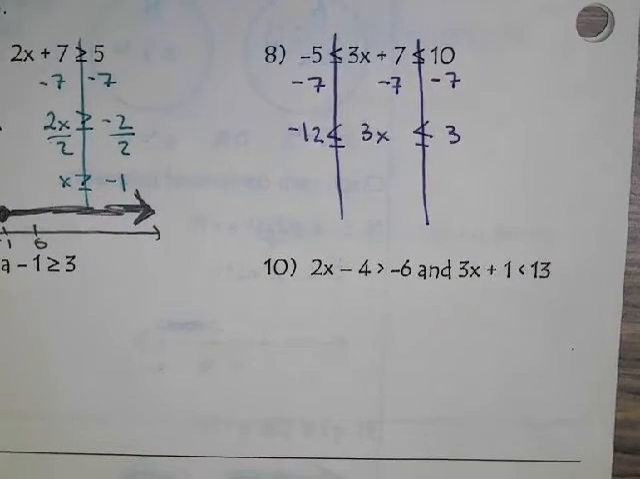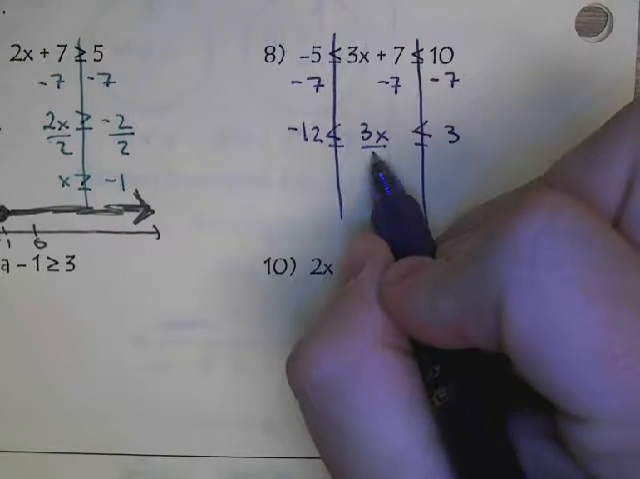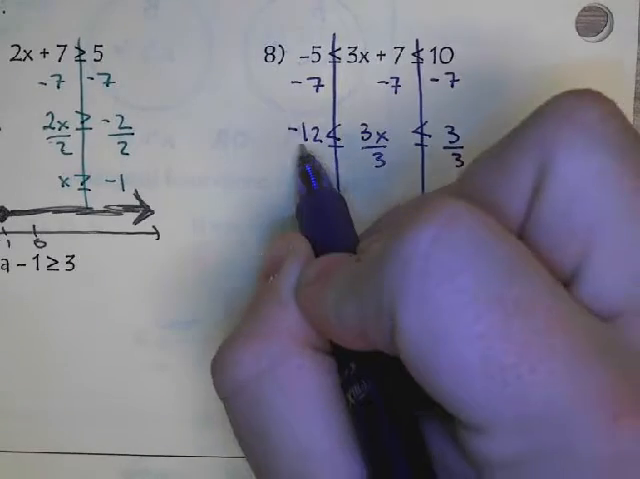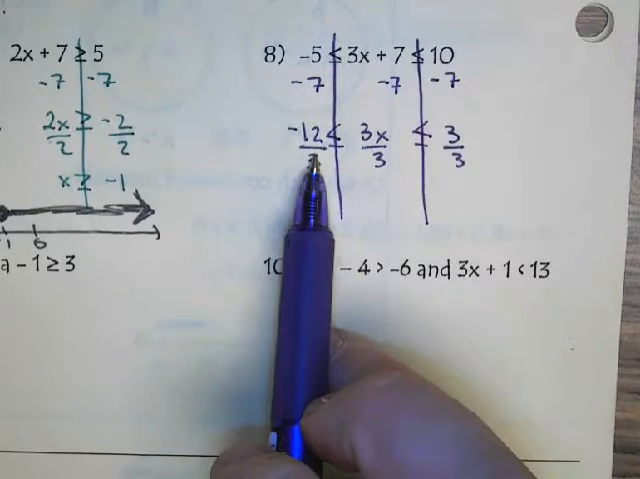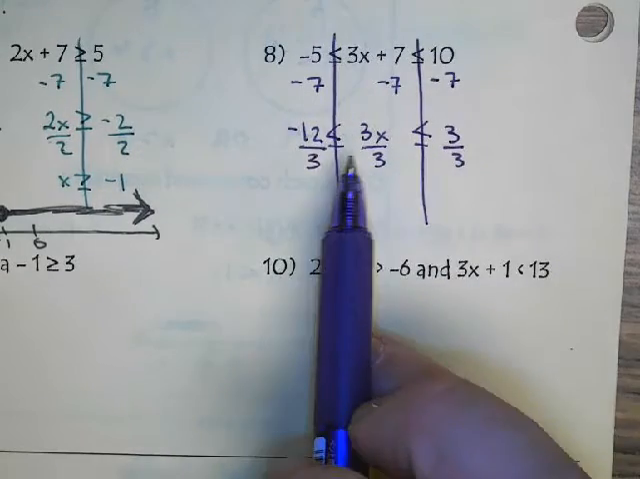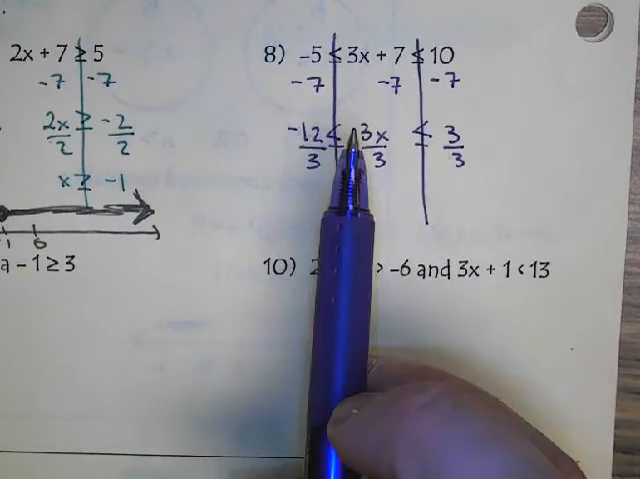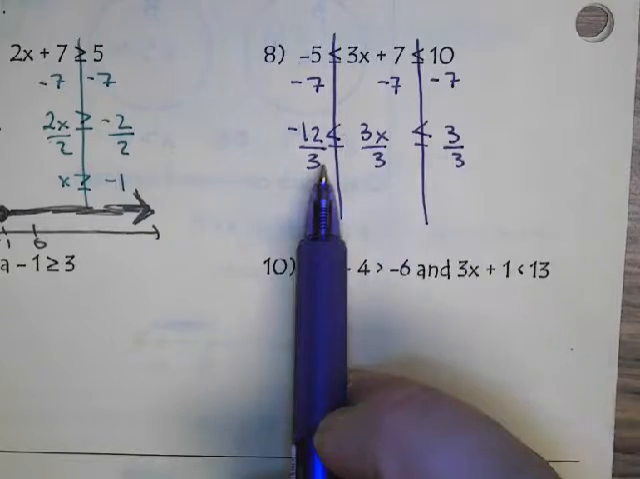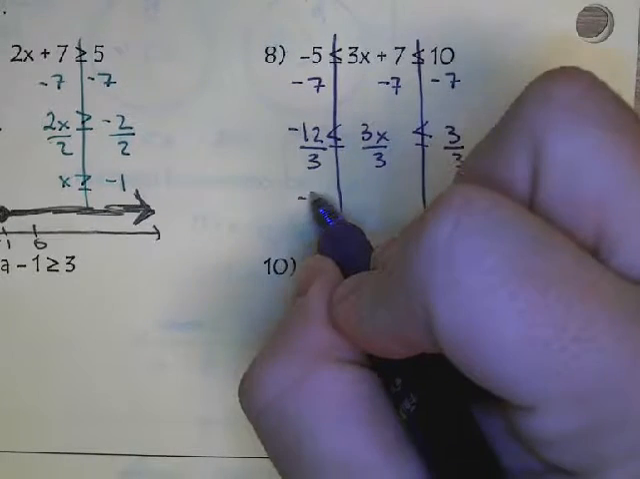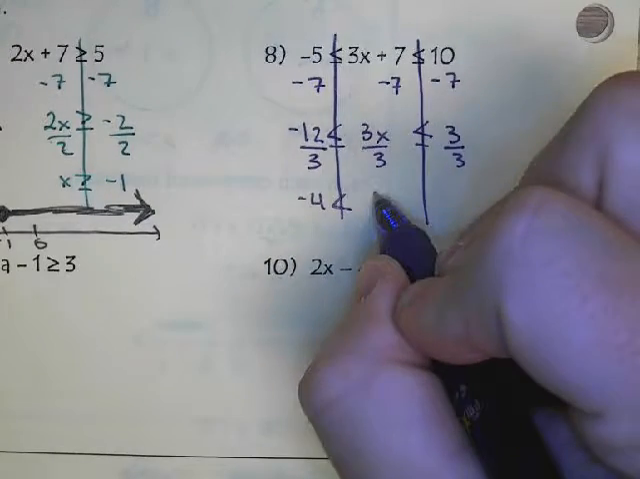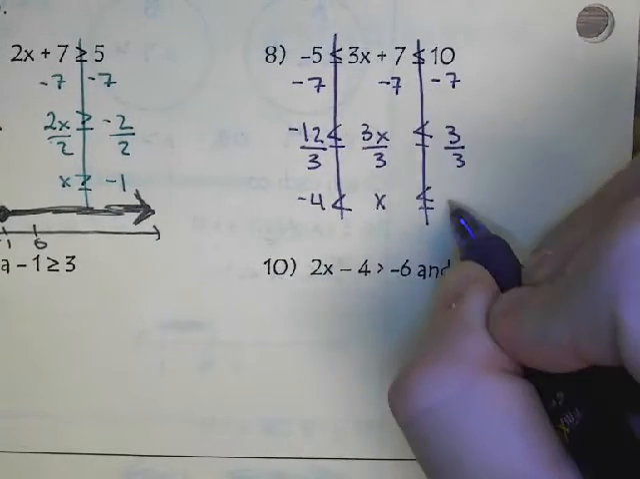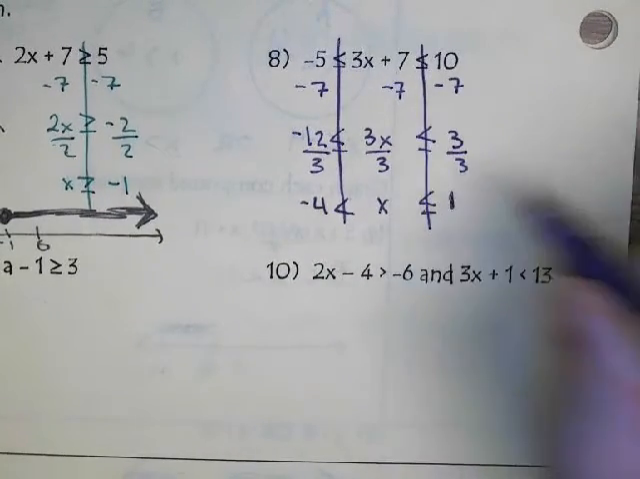Next, we divide by 3. So if I'm dividing the middle by 3, I have to divide everything by 3. I'm dividing everything by a positive. If this were a negative, negative 3, then I'd flip both signs. But I'm dividing them all by a positive, so my sign will not change. And we get that.